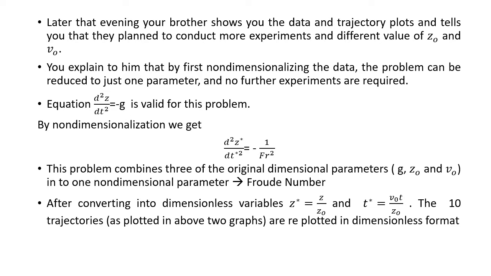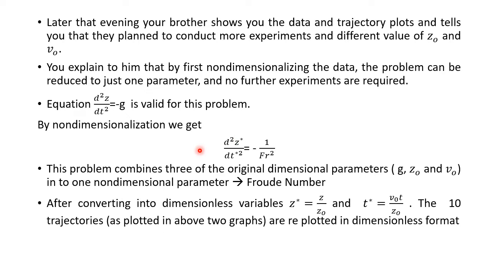So he uses the same equation that we used in the previous problem: d square Z by dt square is equal to minus g. The non-dimensionalized equation is what we have here: d square Z star by dt star square is equal to 1 minus 1 by Froude number square.